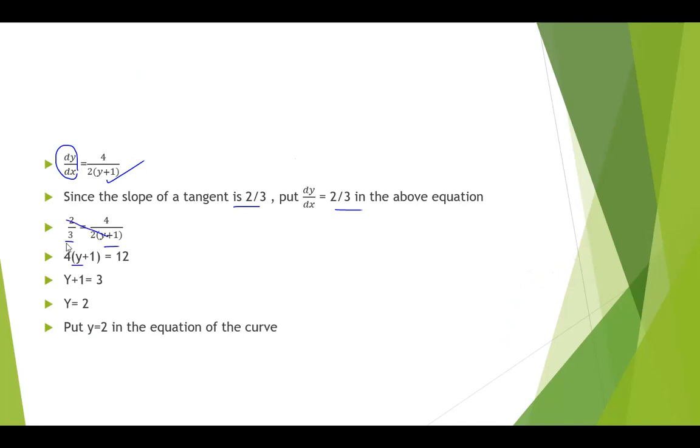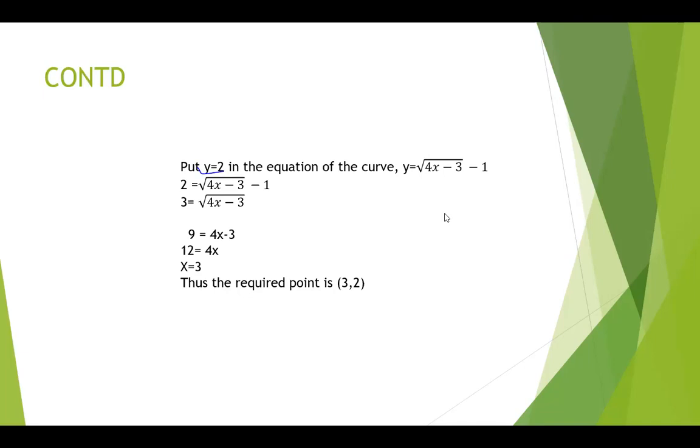4 into y plus 1 is 4 3s are 12. Y plus 1 is 3 means y is equal to 2. So y is equal to 2 is not the equation of the curve; y is equal to 2 is a point. We have to find its corresponding x coordinate. Put y is equal to 2 in the equation of the curve so that we can find the corresponding x coordinate.